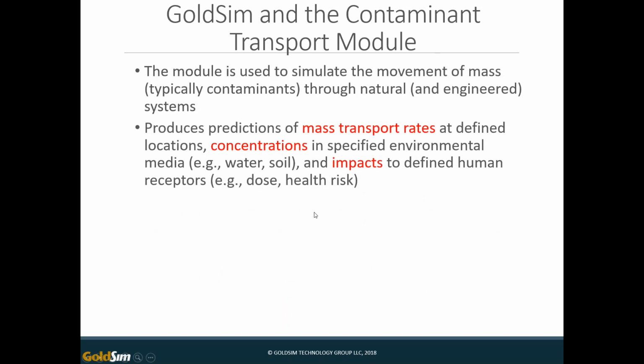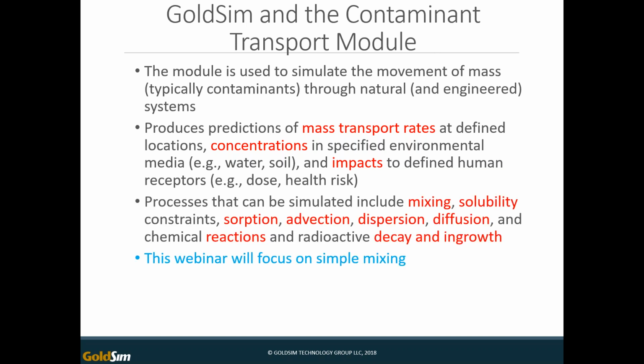So what this module does is it predicts things like mass transport rates at defined locations, concentrations in specified media, water, soil, sand, and impacts to human receptors. There's lots of power behind the contaminant transport module. You can do things like simulate solubility, partitioning onto solids. You can simulate the movement of particulate matter, advection and dispersion, diffusion, chemical reactions, radioactive decay and ingrowth. So there's a lot there.